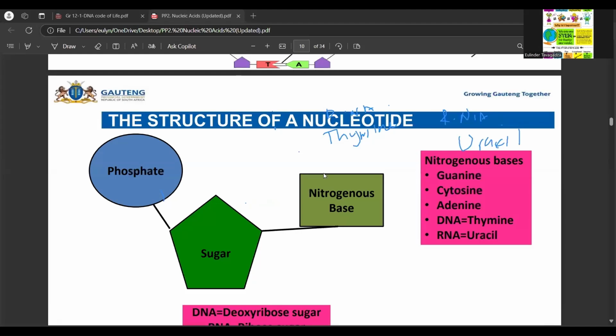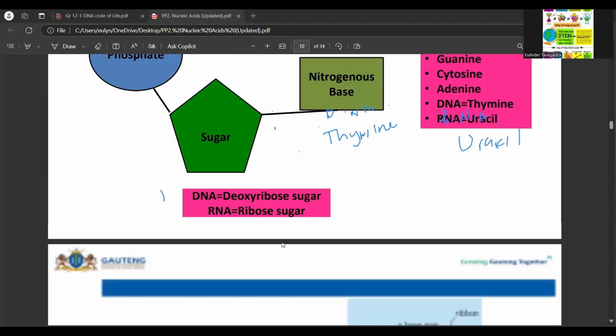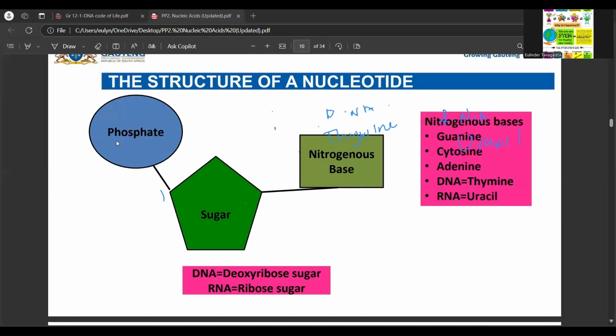Right. So this is the structure of the nucleotide, as we said before. You can see that's a phosphate group. Then that's sugar. That's the nitrogenous base. And the nitrogenous bases that we have are guanine, cytosine, adenine, thymine, and then uracil. Right.